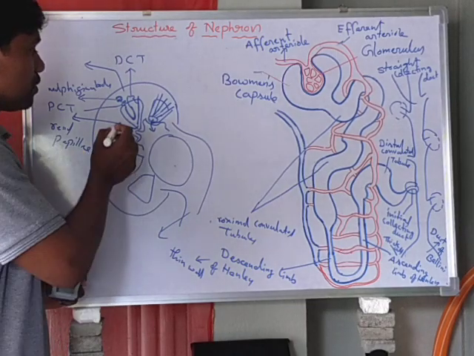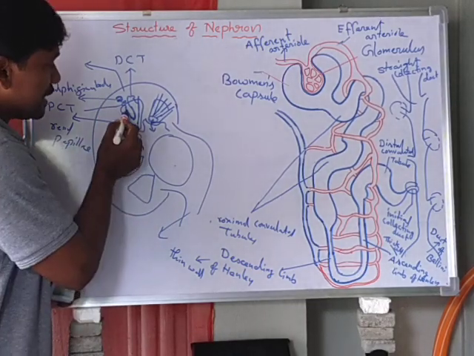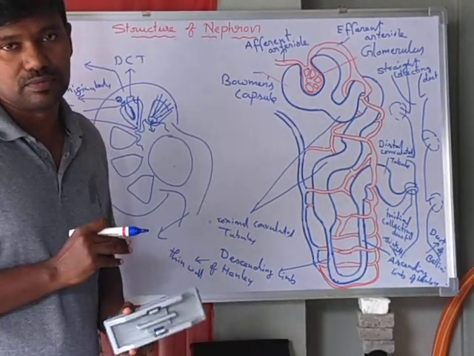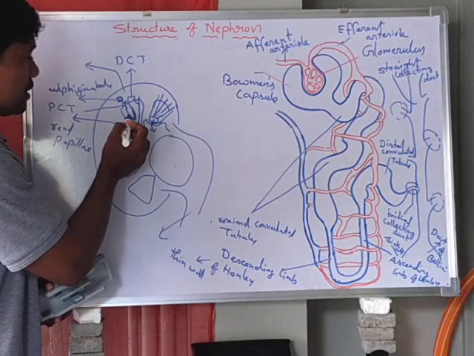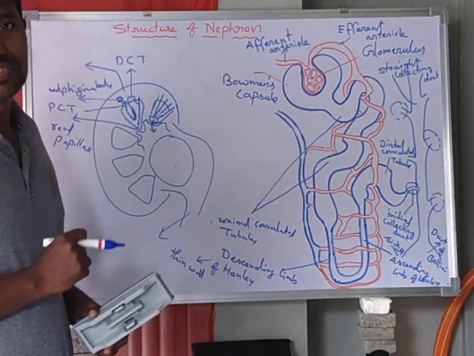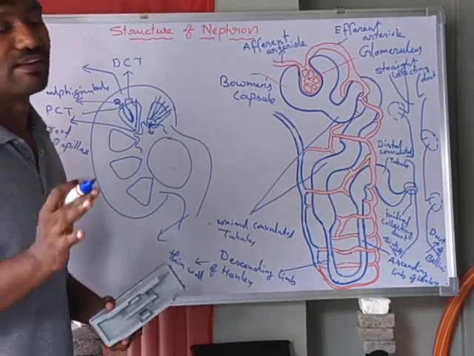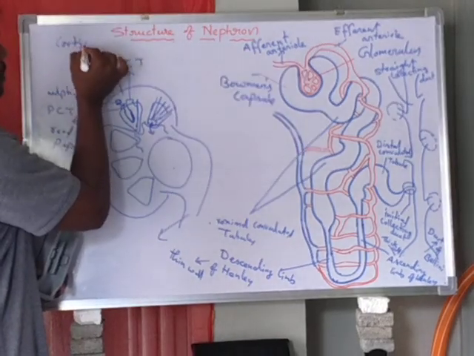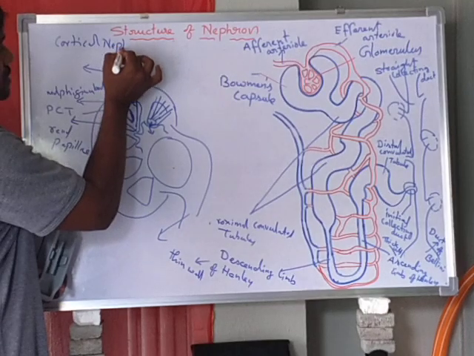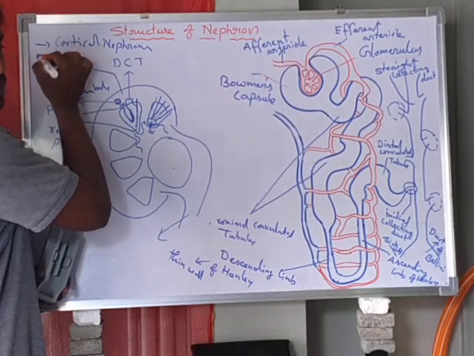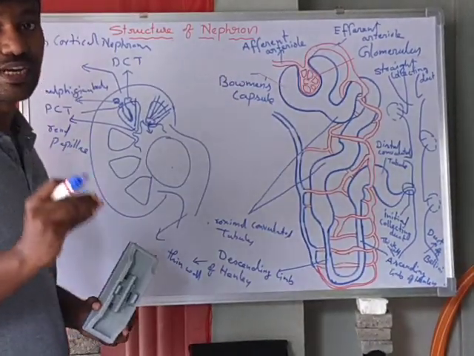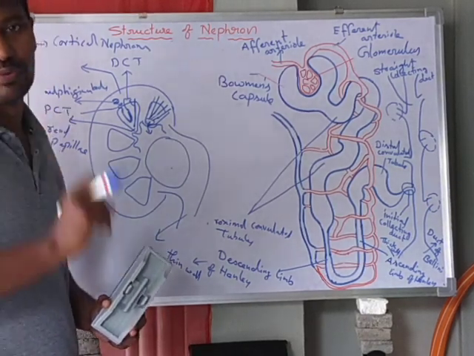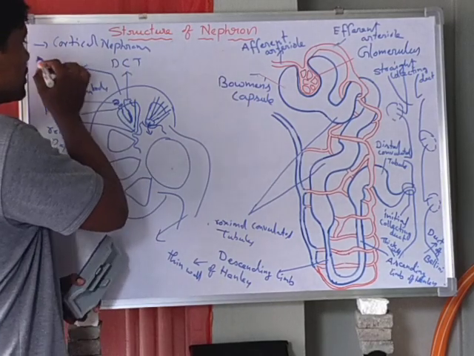In some nephrons, the Henle loop is very short. That type of nephrons are called cortical nephrons. That means the nephrons which contain a very short Henle loop are called cortical nephrons.